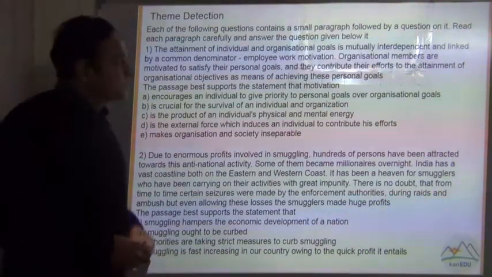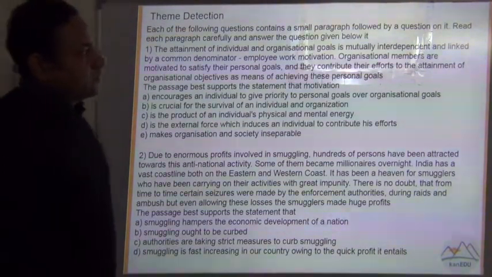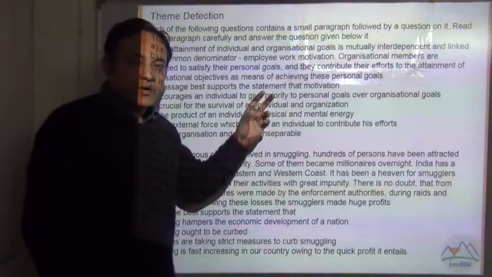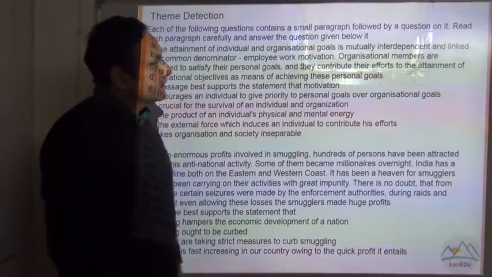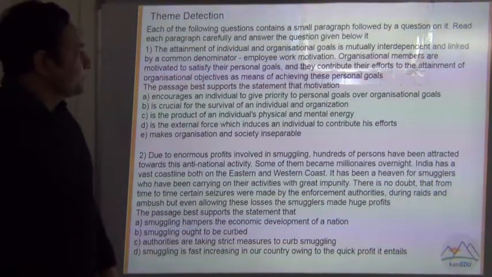Theme detection. Each of the following questions contains a small paragraph followed by a question on it. So we have a small paragraph of 3 to 4 lines. Read each paragraph carefully and answer the questions given below.